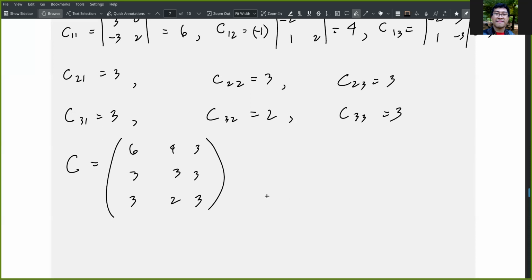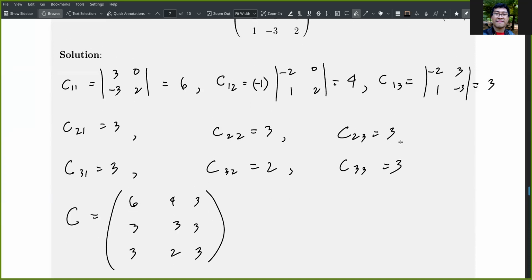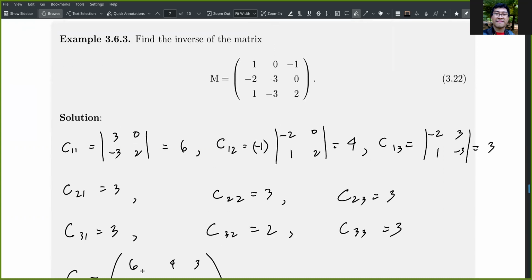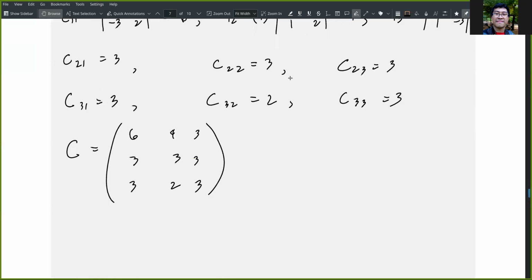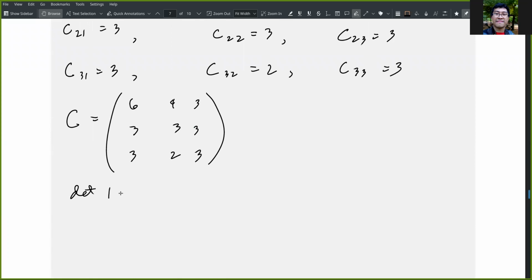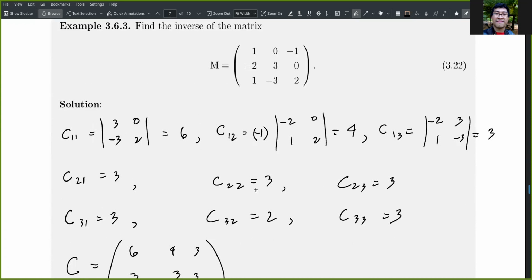Now the determinant can be determined by using any row or column of this matrix. You just multiply them by the terms corresponding to one row or one column of the original matrix. For example, if you want to use the first row, you just multiply 6 by 1 plus 4 times 0 plus 3 times -1. So that would be 6. The determinant of M would be 6 minus 3. That's 3.